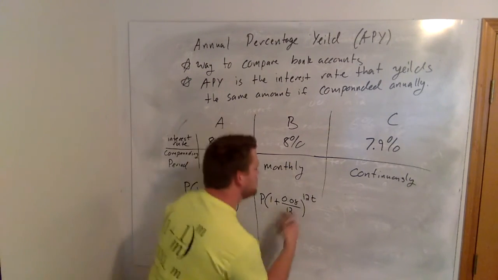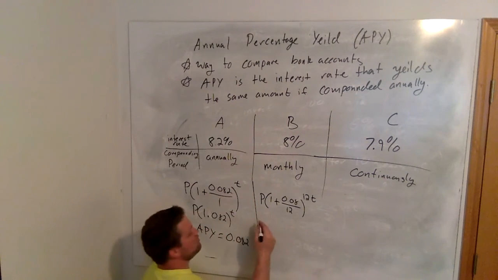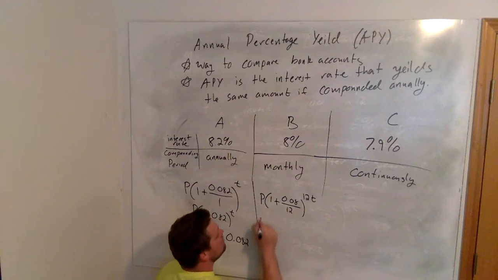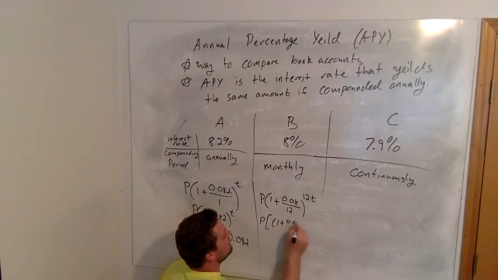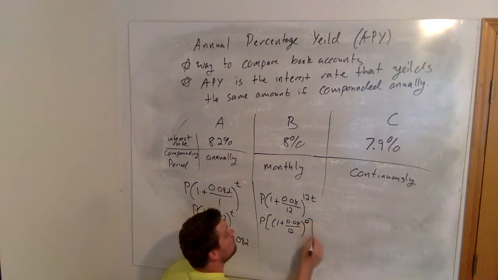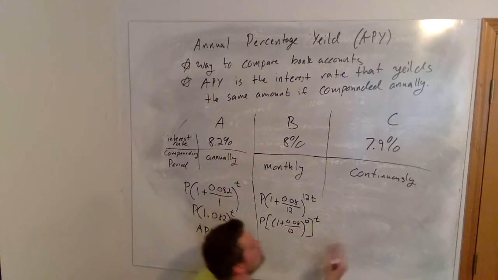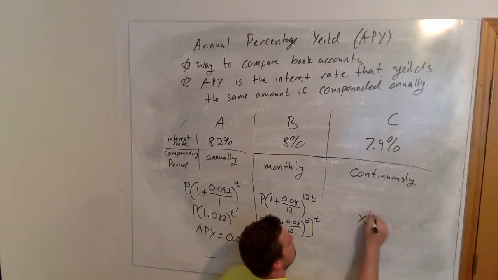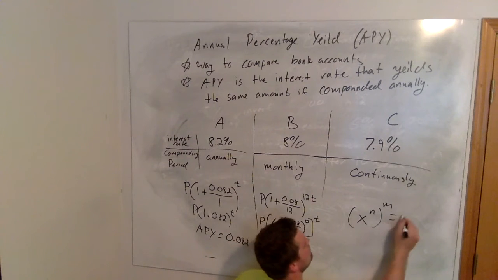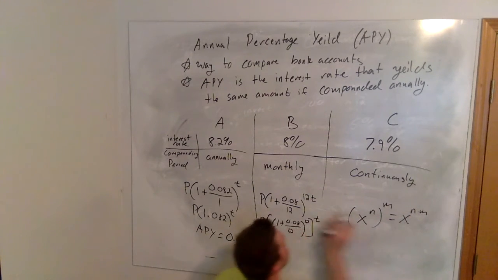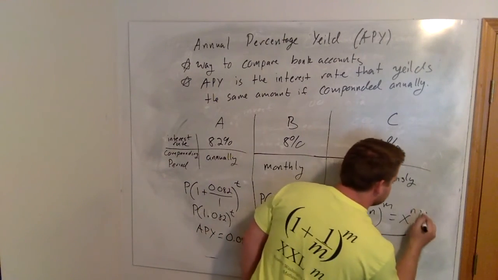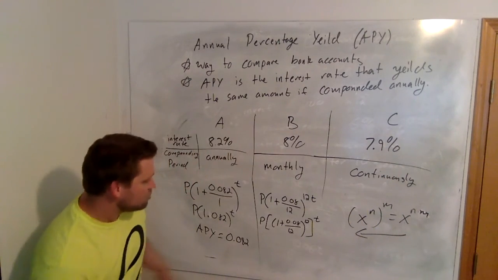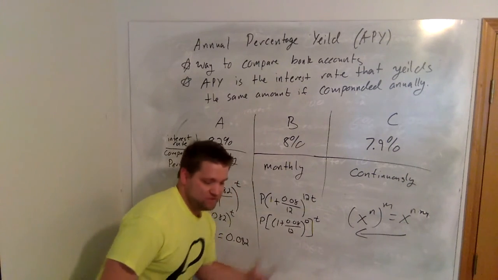So I could do a little massaging here, using our exponent rules. This is equivalent to writing 1 plus 0.08 over 12, to the power of 12, all raised to the power of t. I'm using the exponent rule that x to the n to the m is equal to x to the n times m, except I'm doing it in this direction. Now I'm going to compute what's on the inside right here.